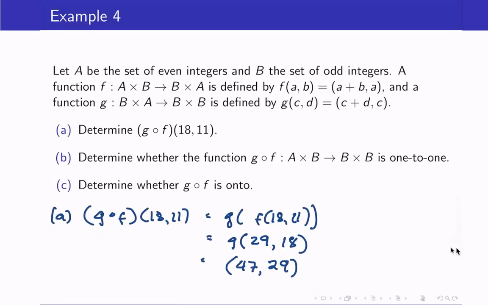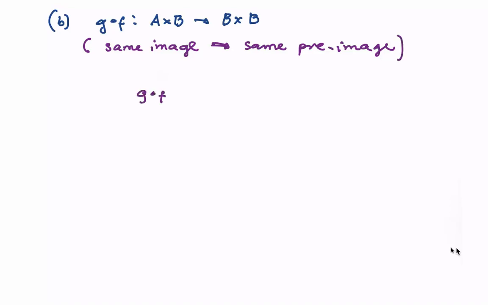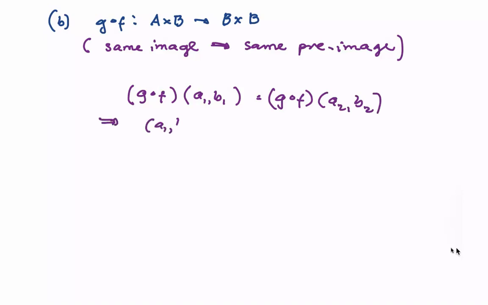Determine whether the function is 1 to 1. So to show that a function is 1 to 1, in layman's terms, it just means that if we have the same image, then we have the same pre-image. So we have, if G circle F of, what do we put here? The input is coming from A cross B. So I'll write here (A1, B1) is equal to G circle F of (A2, B2). Then we should have that (A1, B1) is the same as (A2, B2).